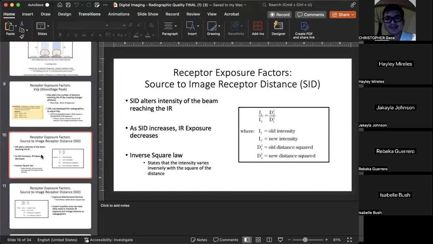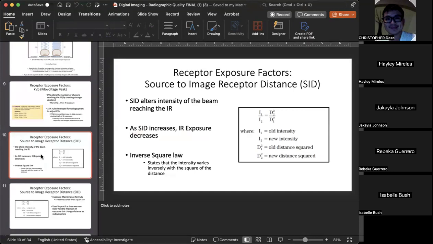SID. So whenever we increase the SID, we are decreasing the receptor exposure. The further back we pull our X-ray tube, the less likely that the X-rays will hit our image receptor.